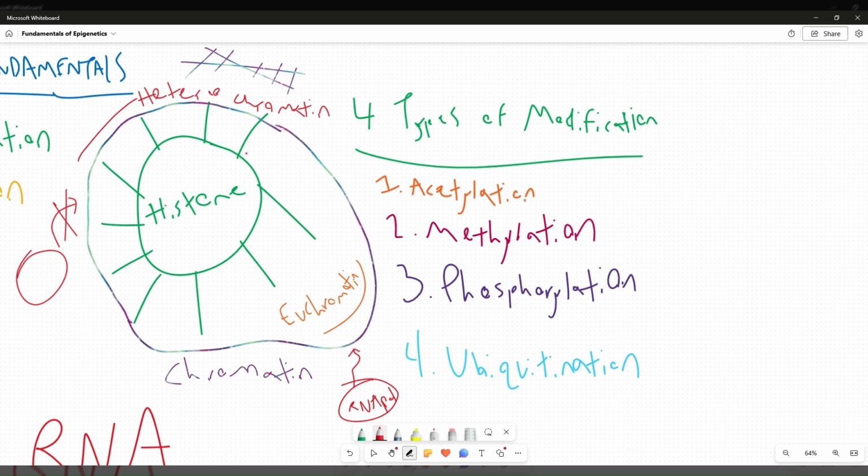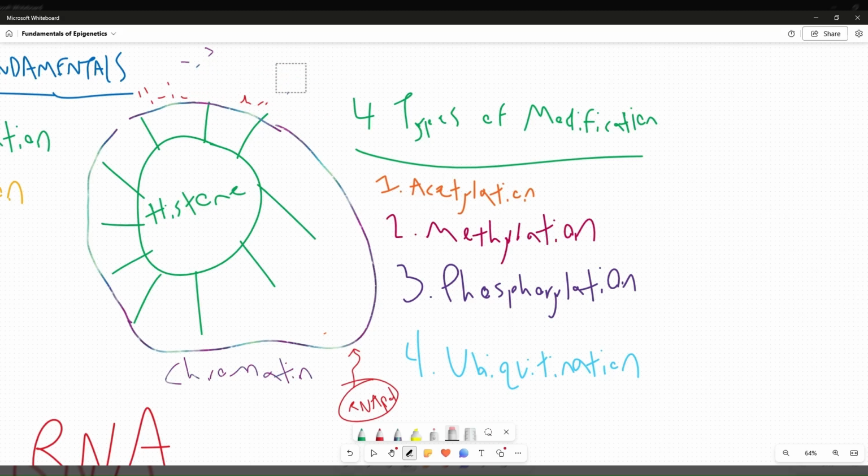And even a little bit deeper, there's basically 4 mechanisms of this. So your first one is acetylation. So let me clean up my model over here. Do some erasing. All right, acetylation. That's the first one.